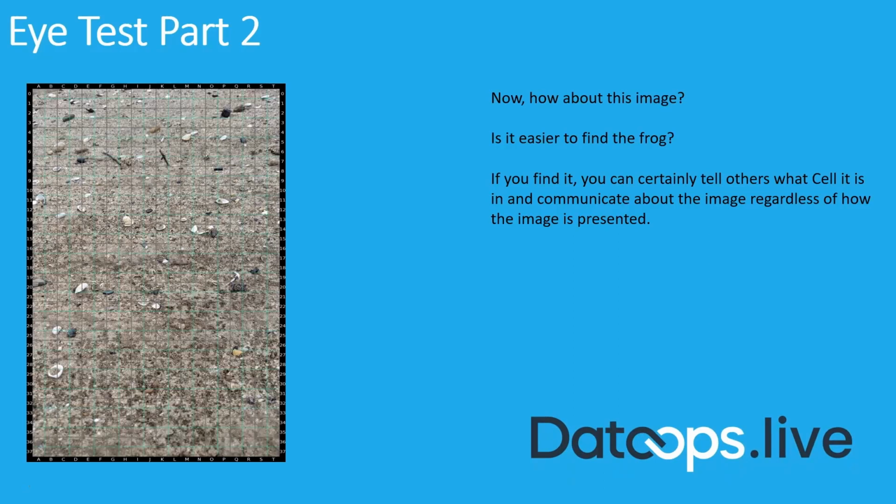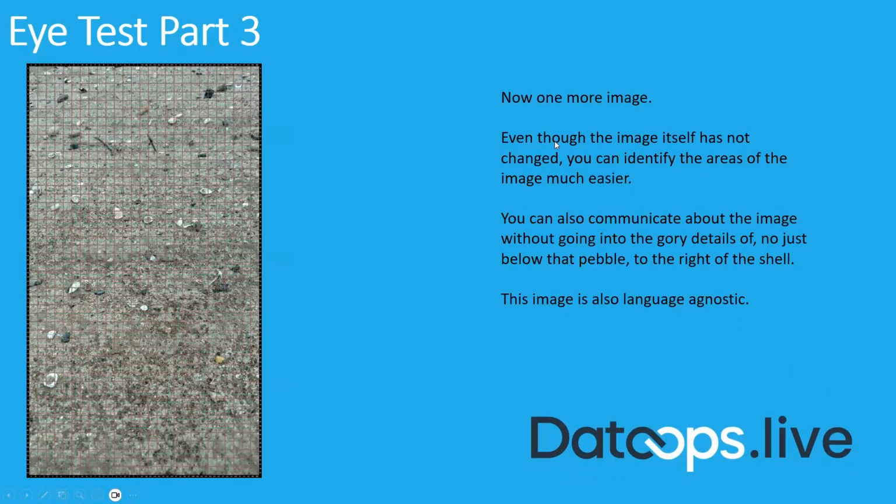Could be. But also one of the things that you can do with the grid lines is if you can find the frog but somebody else can't, you can make reference to the actual grid squares where the frog is located. And then finally, I've got even more detailed grid.